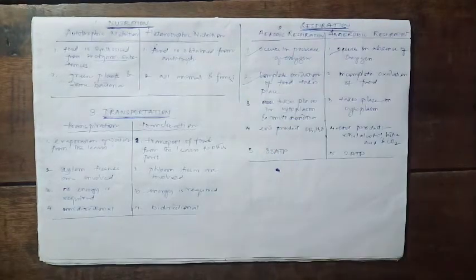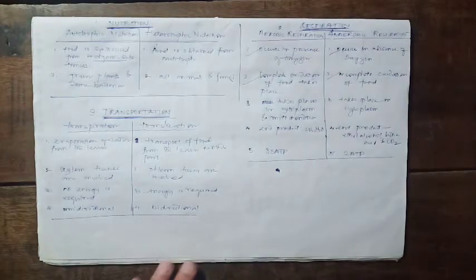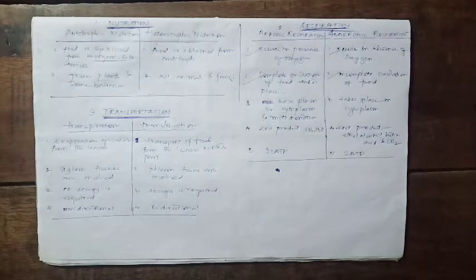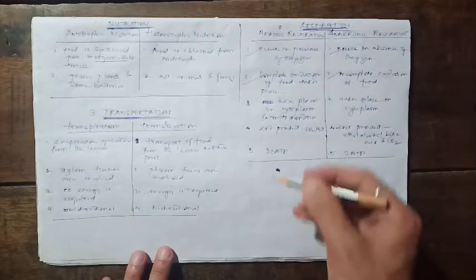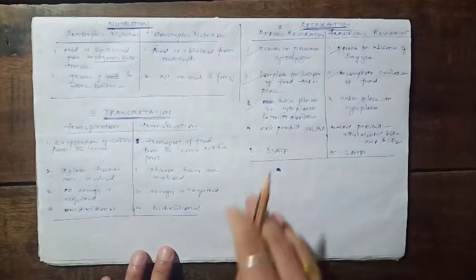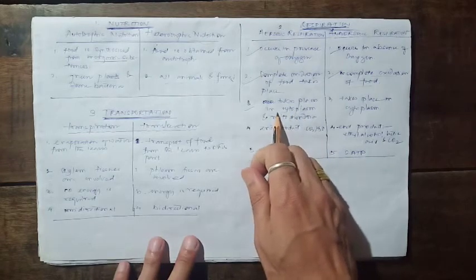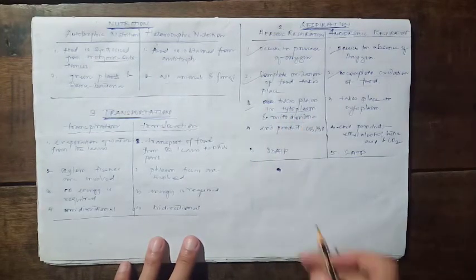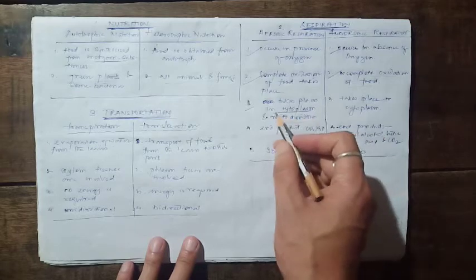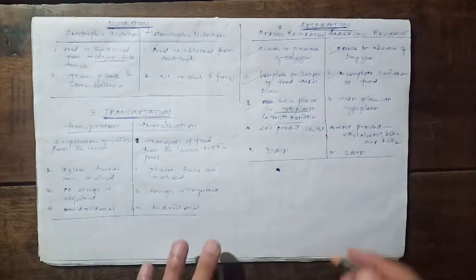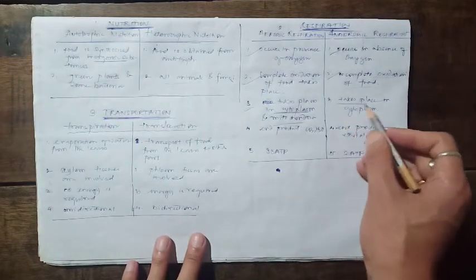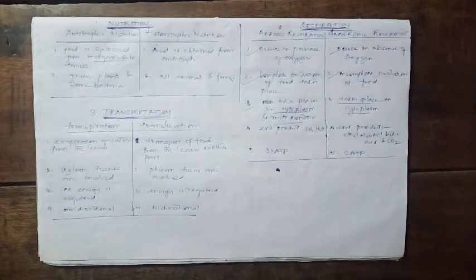Now students, in aerobic respiration, what happens? The food is oxidized, the food is broken down completely. And in case of anaerobic respiration, the food is broken down incompletely. Incomplete oxidation of food. Now students, aerobic respiration occurs in cytoplasm as well as in mitochondria. A part of it occurs in cytoplasm, and the remaining occurs in mitochondria. But the entire anaerobic respiration takes place in the cytoplasm of a cell.